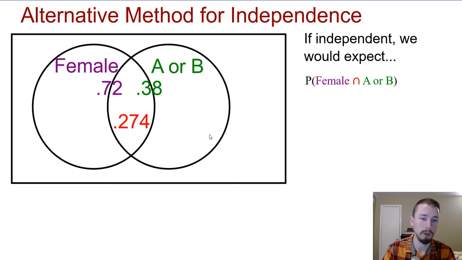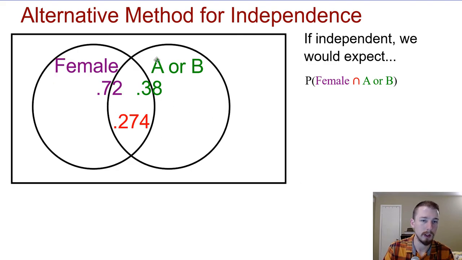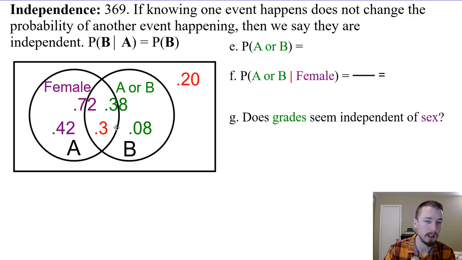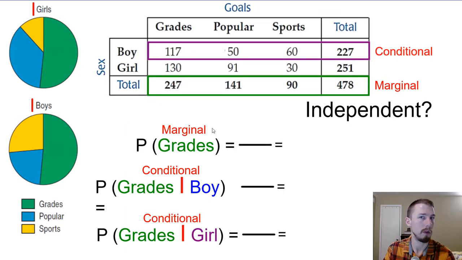So we would expect this to be 27.4%. And what percent did we have? We had 30%. Well, is that significantly different? Not necessarily. Again, weak evidence of an association.